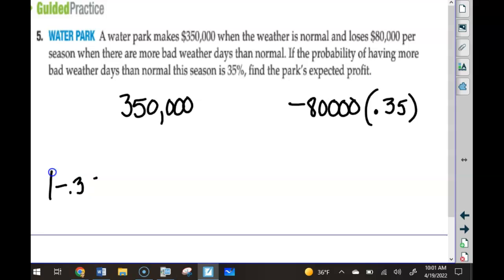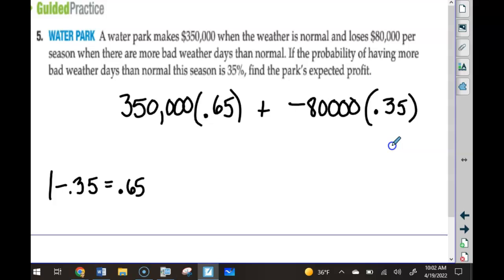1 minus 0.35 would mean, anybody? That 65% chance that they have a good season, okay? So then we can calculate their expected profit based on that probability. Can you do that problem in your calculator real quick? So there's a 65% chance that they make 350,000. Make sure you put all the zeros in there. And then there's a 35% chance that they lose 80,000.